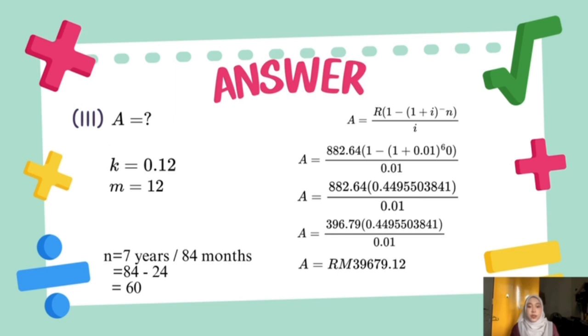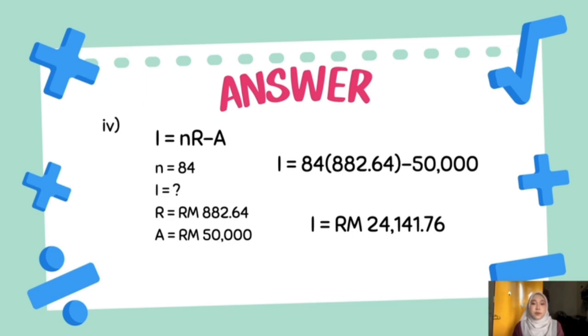So the answer for question 3 is A equals RM39,679.12. In question 4, we have to find the total interest. So we use the formula I equals nR minus A. N is 84, I we don't know, R equals 882.64, and A is RM50,000. We insert that into the formula: I equals 84 times 882.64 minus 50,000. We calculate that and get I equals RM24,141.67.